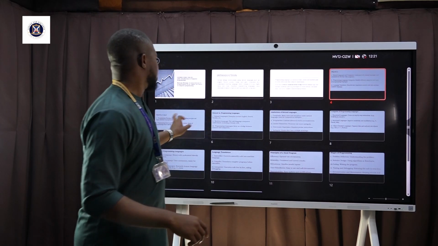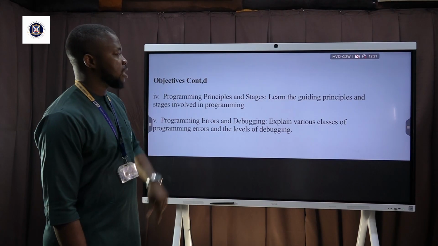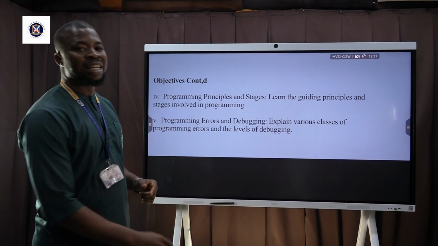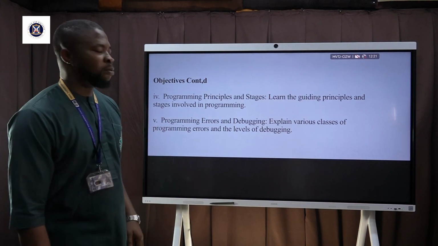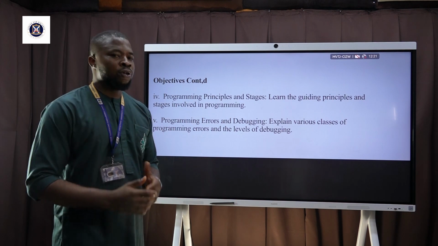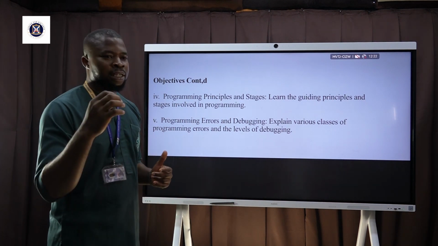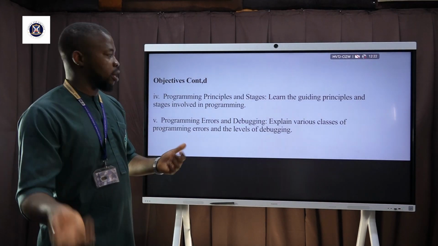Then number 4, programming principles and stages. Here you learn the guiding principles and stages involved in programming. Then number 5, programming errors and debugging. Here you'll try to understand, after writing your code, how to debug errors, understanding errors, and how to make your code run even though it has run into error.